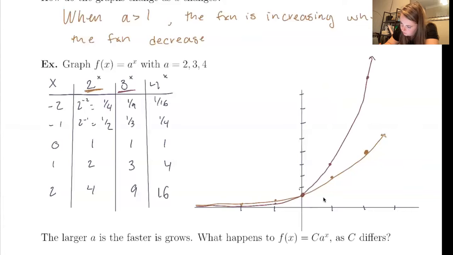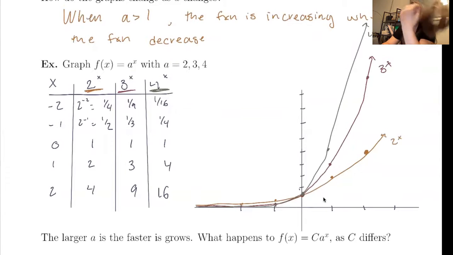Okay, and then we'll do a fun green for 4. So again, we're going to be at 1 and 1/4, and then 1/16. But then it's going to be 4. Okay, so that's 4 to the x, 3 to the x, and 2 to the x.